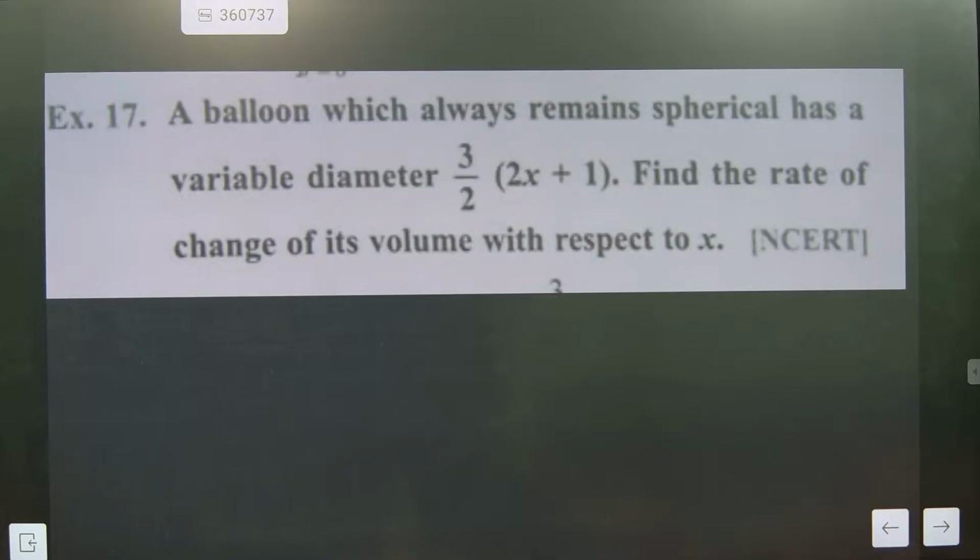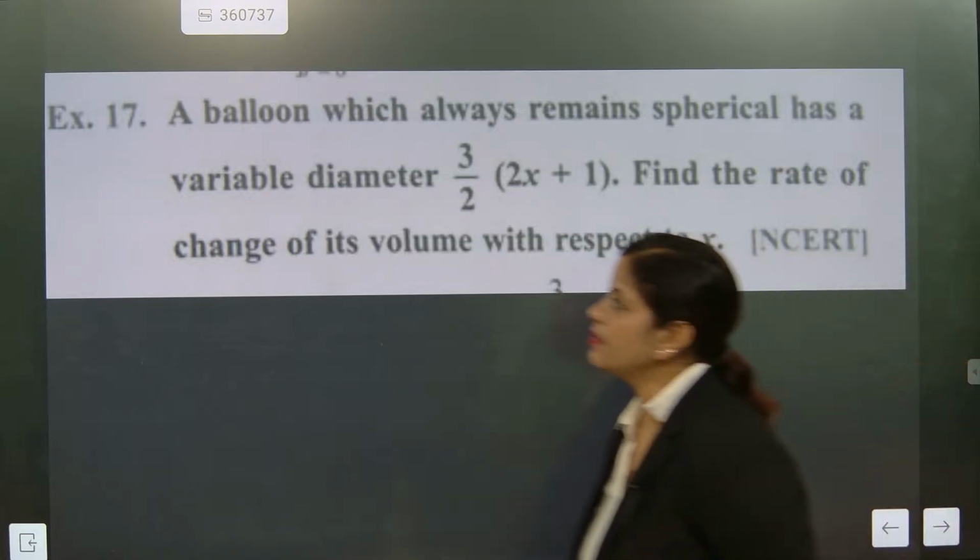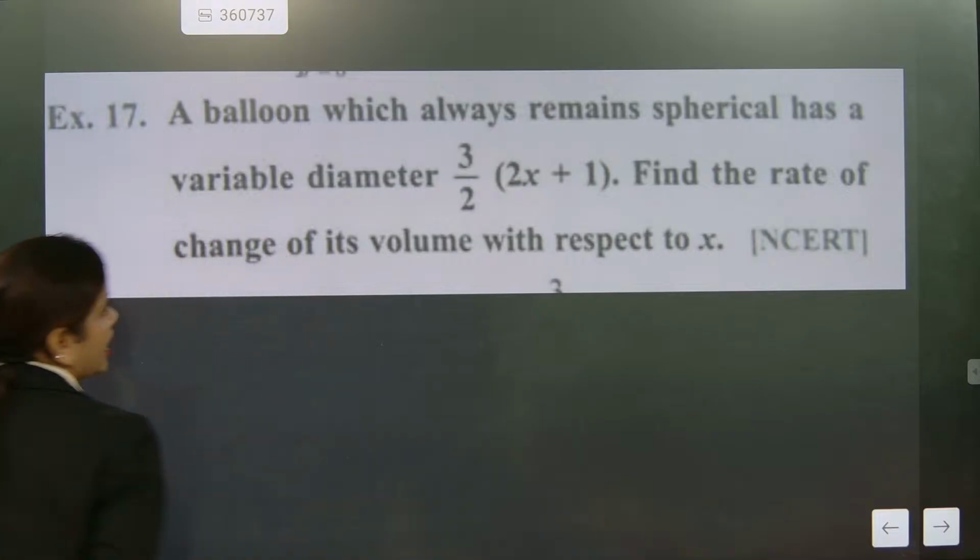A balloon usually remains spherical. So what is the shape of the balloon? Spherical. So a spherical balloon will be there and a variable diameter will be there.